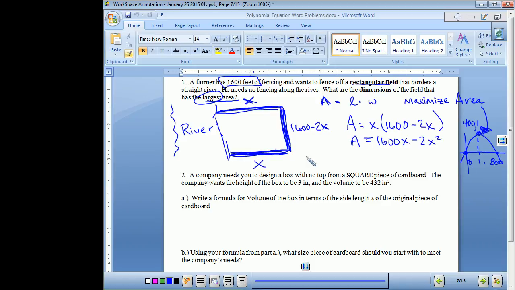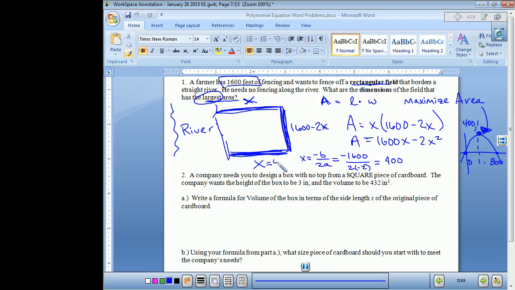Now if you didn't remember that, hopefully nobody in here has forgotten that the x value at the vertex is always negative b over 2a. So we have lots of ways we could have solved this one. That would be negative 1,600 over 2 times negative 2. Negative 1,600 over negative 4 is 400. Is that the same thing I got a minute ago? Yes. So I know that x is 400.